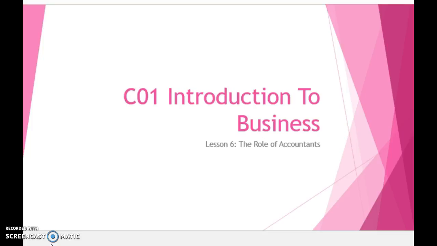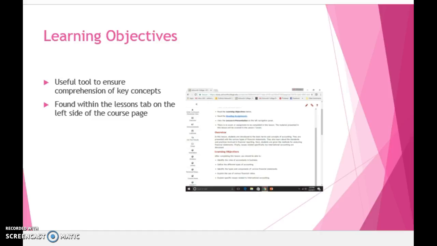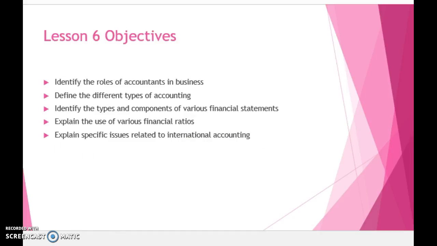I hope to emphasize information that will assist you in comprehending the learning objectives and provide real-world applications. The learning objectives of each lesson are a useful tool to ensure comprehension of key concepts. First, let's briefly review the learning objectives of Lesson 6.